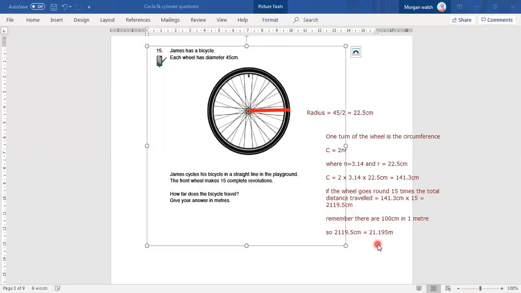Now that question's a wee bit more difficult. The reason is that you work out your circumference, multiply it by 15, and then put your answer in meters. So there are loads of parts where we could make a mistake. Again, this question really tests your reading of the question as well as your maths.